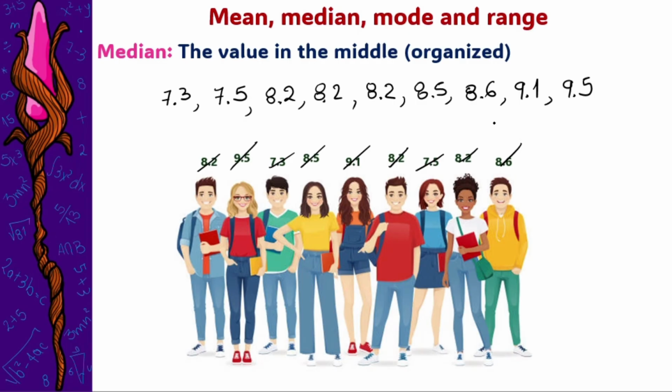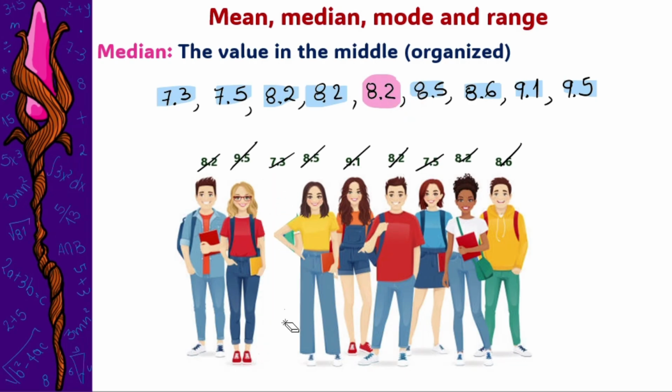Okay, once we have all the data organized, in this case we have 9 results. That means the one in the middle is going to have 4 on the left and 4 on the right. This would be the value in the middle. Notice that it has 4 values on the left and 4 values on the right. That means half of the results are bigger than that and half of the results are smaller than that.